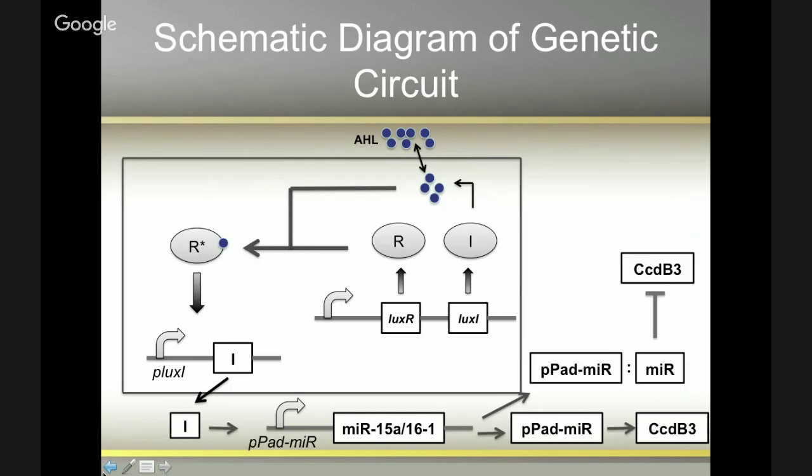The second plasmid would contain a padlock probe, PPAD-MIR, that will respond to the invasion and bind to its complementary microRNAs. The third plasmid would contain the killer gene CCDB3, which responds to unbound PAD-MIR and causes cell death. When there are no microRNAs 15A and 16-1, as expected in the cancerous cells, PAD-MIR 15A 16-1 would not be bound and the killer gene would be activated. This would result in apoptosis of the cancerous cells, eliminating cancer.